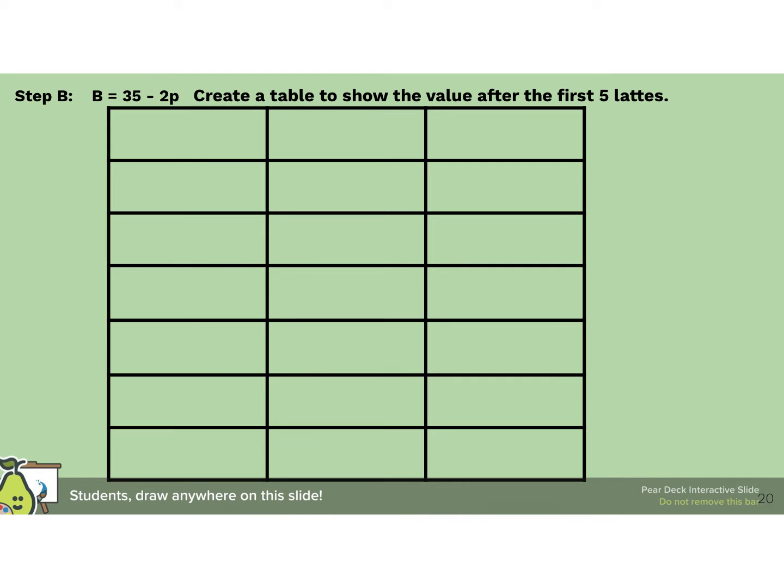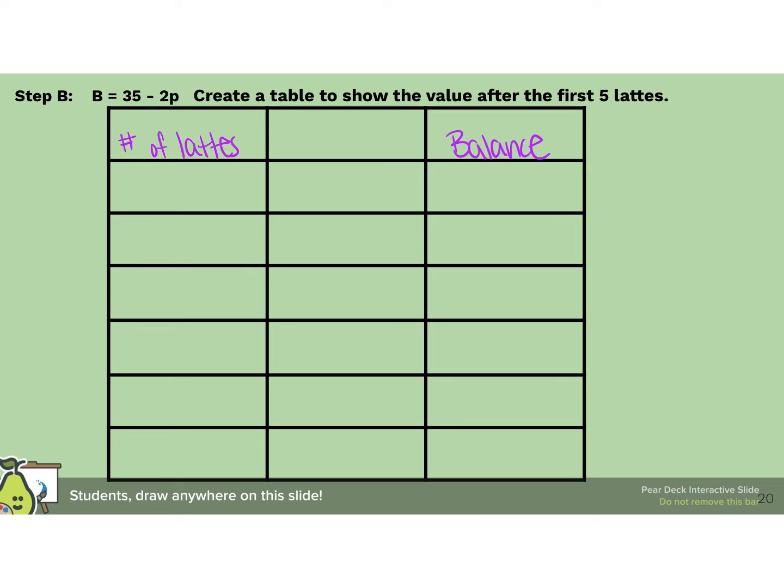Okay? Now you need to create your table. I set it up for you. At least I drew it out for you. But you have to fill in everything. So what's going to be your X? What's going to be your Y? What's going to go in the middle? Okay? We just said that our X, our independent, is the number of lattes. So that goes on this side. So that means our Y, we said, is the balance.